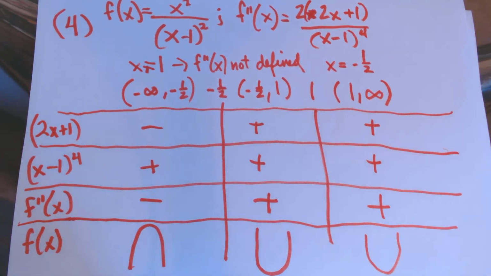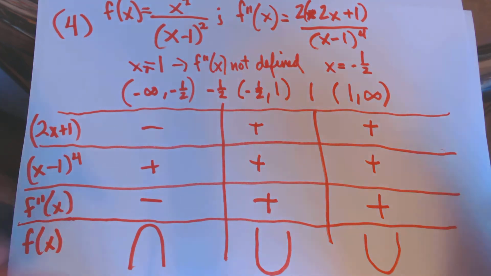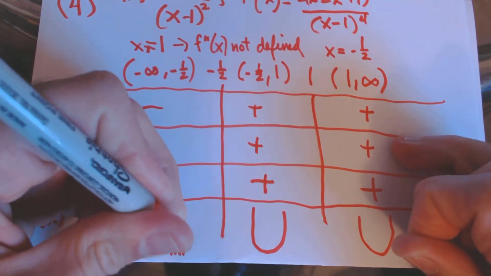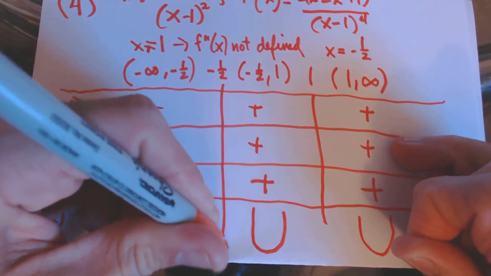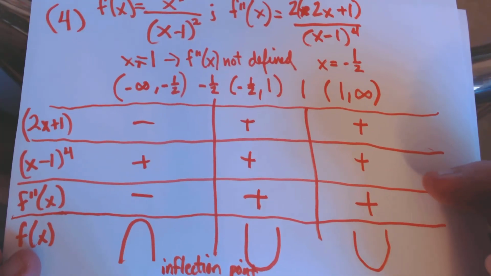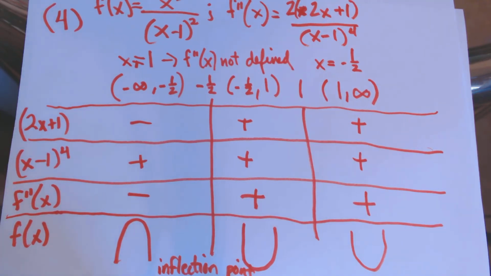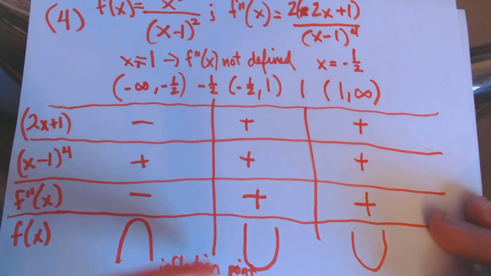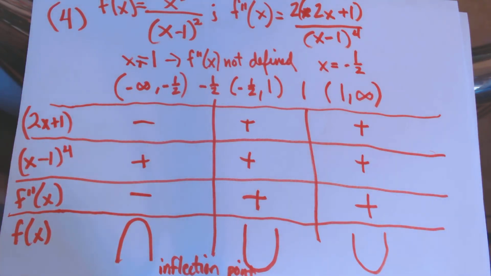The only thing that needs to be pointed out is that negative 1/2 is an inflection point, because again, the graph changes from concave down to concave up as it passes through that point. And we are done with this problem.